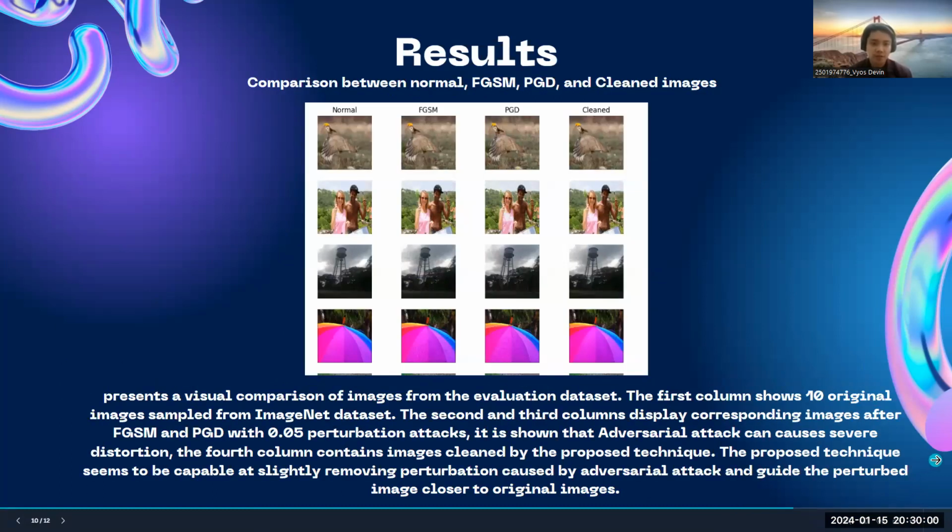And then this is just a table for comparison between normal FGSM and PGD, and of course the clean image. Next slide.